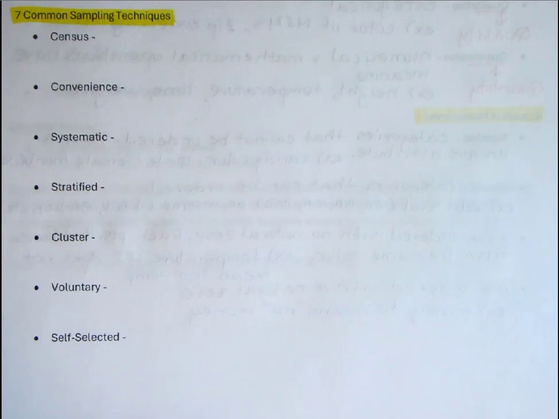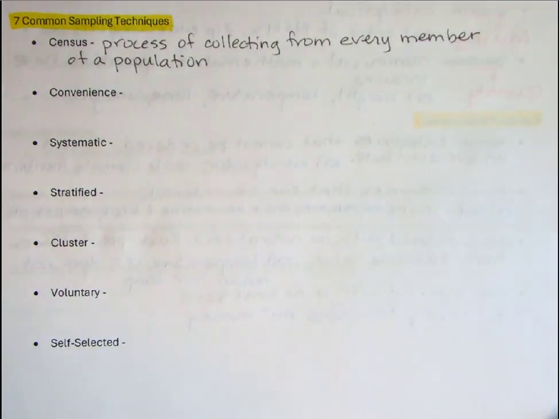In statistics, there are 7 common sampling techniques. Of course, there are more than just these 7, but these are just 7 general ones that we're going to talk about. The census is a process of collecting from every member of a population.